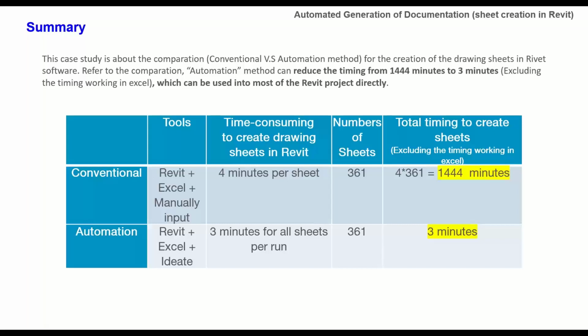This is a summary. You can see the chart comparing the conventional way and the automation way. The conventional way means we manually input the information in Revit, while the automation way is that we use BIM Link to do it in one go. You can see the total time to create the sheets: we can reduce the time from 1,400 plus minutes to around 3 minutes only.